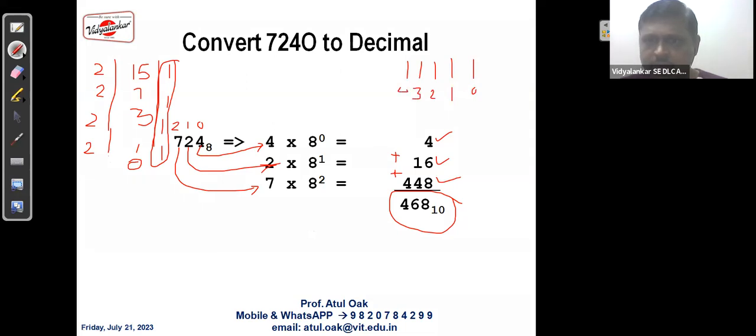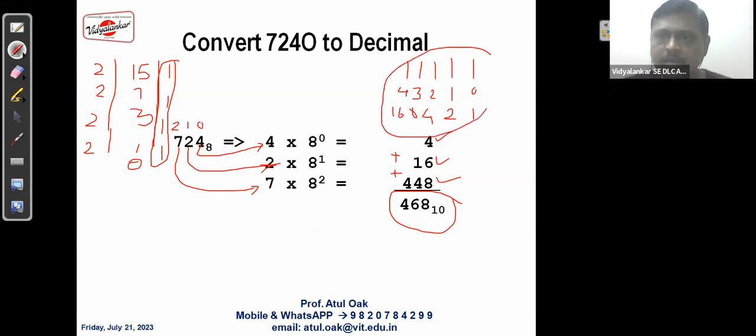Anything raised to power 0 is 1. 1 into 2 raised to 1 is 2. This is 4. This is 8. And this is 16. If you add all these values, you get 16 plus 8 plus 4 plus 2 plus 1, and this comes out to be 31. Because 8 plus 4 is 12, 16 plus 12 is 28, plus 2 is 30, plus 1 is 31. So this is the reference for your answer. That is the correct answer.